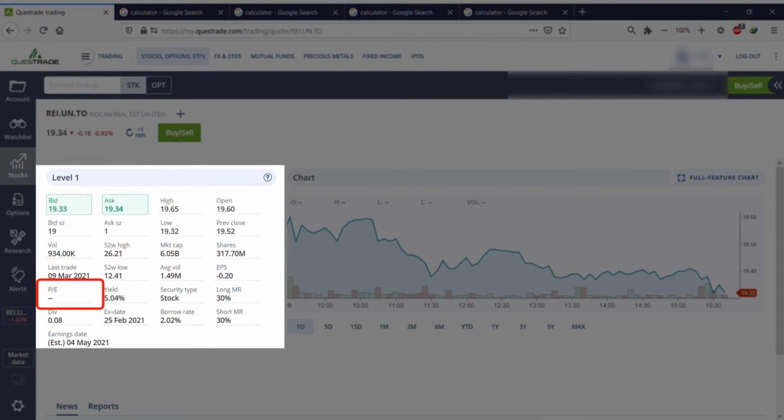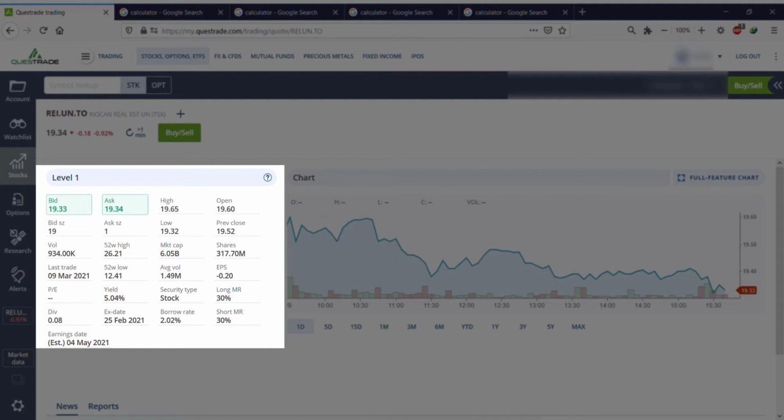PE, price to earnings ratio, shows the profitability of the company. I don't want to dig into that. Yield is the percentage of the dividend that they pay. You see here it says yield and dividend 0.08. They're related, actually the same, but the difference is that yield is basically the percentage of the dividends.